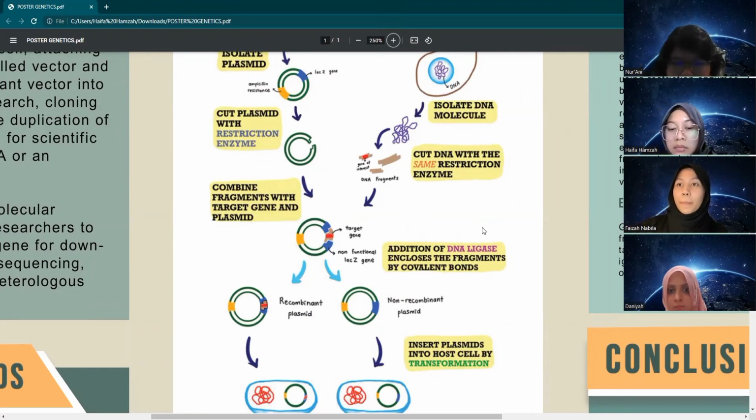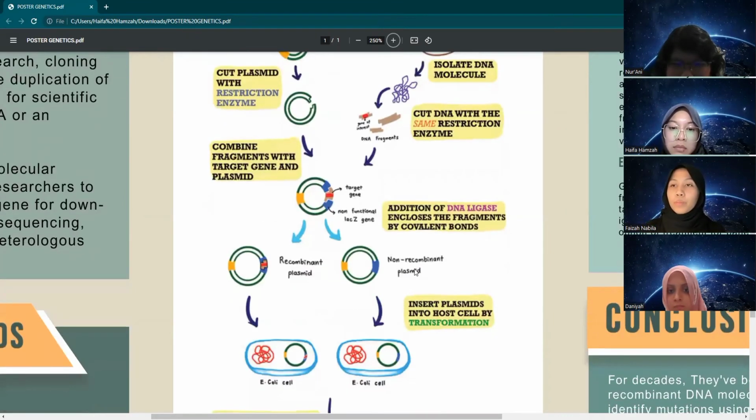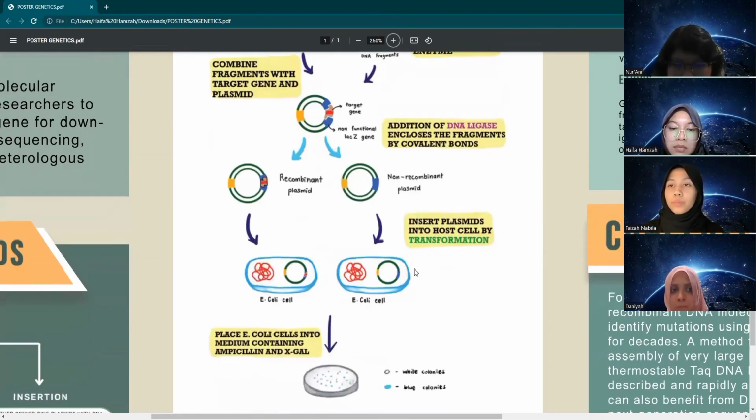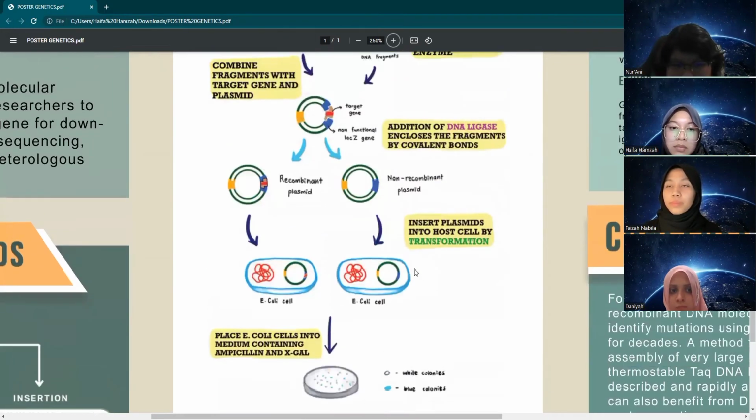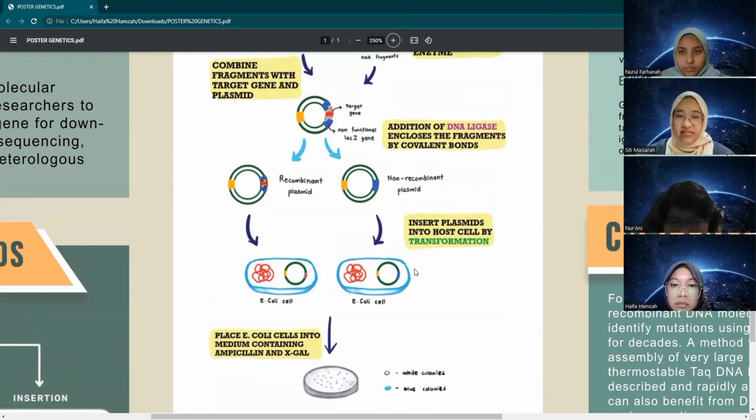Okay, I'll show my explanation just now on this diagram. Here, as you can see, like Faiza said just now, after the insertion stage, there are two types of plasmid produced, which are the recombinant and non-recombinant plasmid. Then in the next stage, the introduction stage, both plasmids will be introduced into a host cell, which is E. coli.